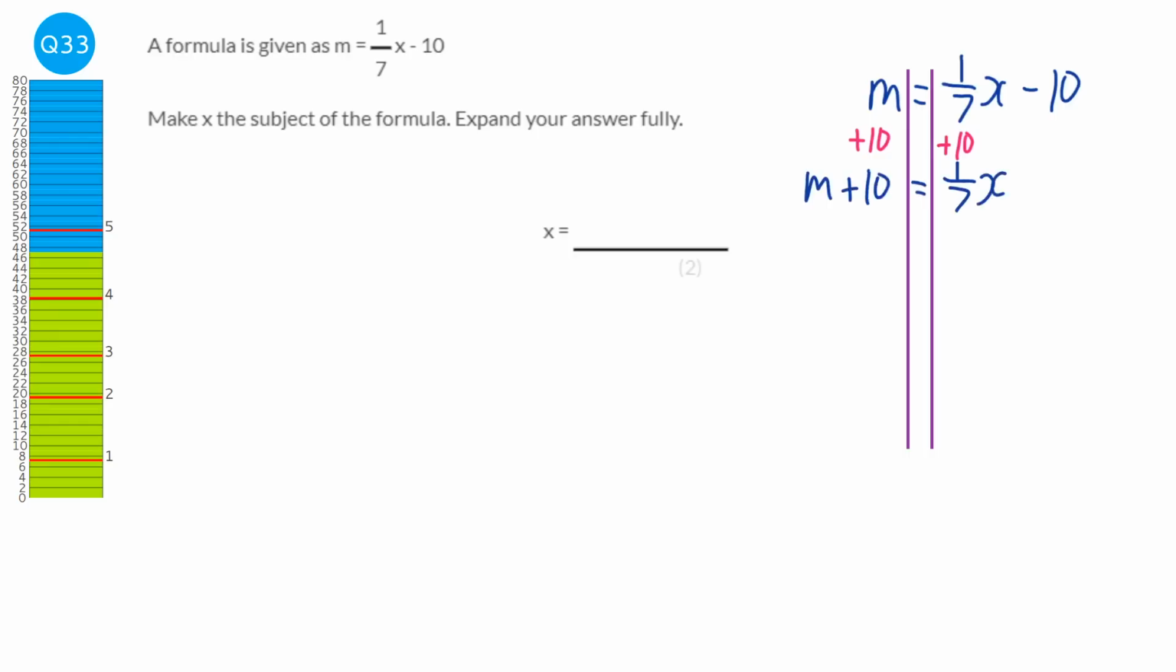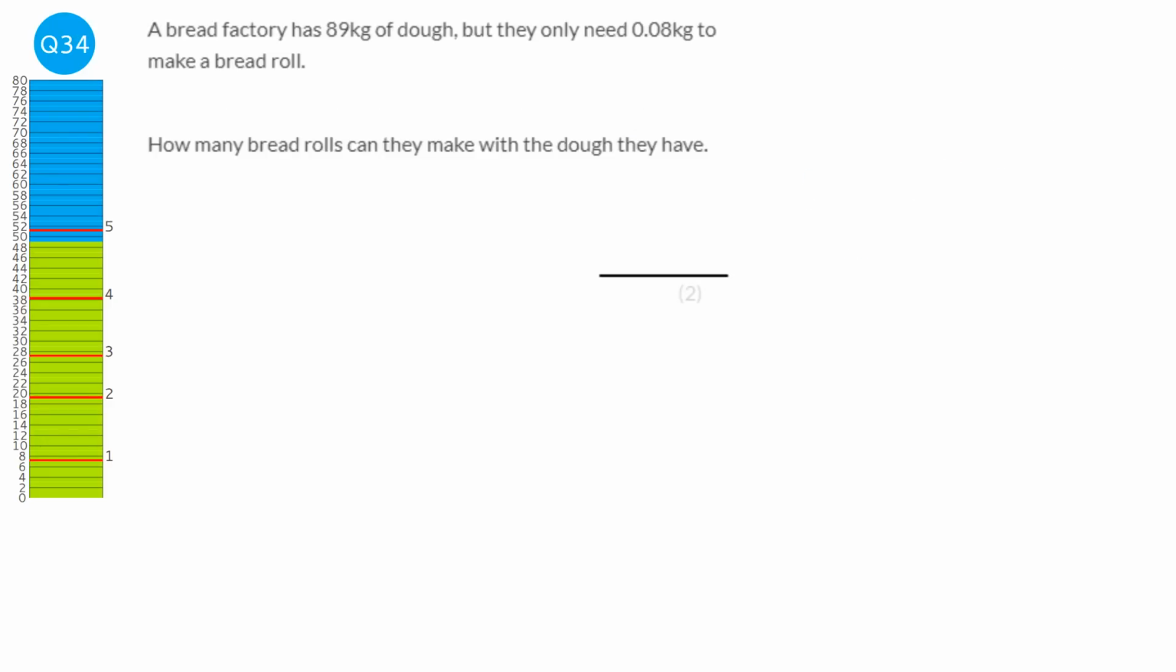Now to get rid of the 1/7, what I can do is just times both sides by 7. So 7 brackets m plus 10 equals x. So x therefore would equal 7 brackets m plus 10, but it says expand your answer fully, so we're just going to expand the brackets. 7m plus 70.